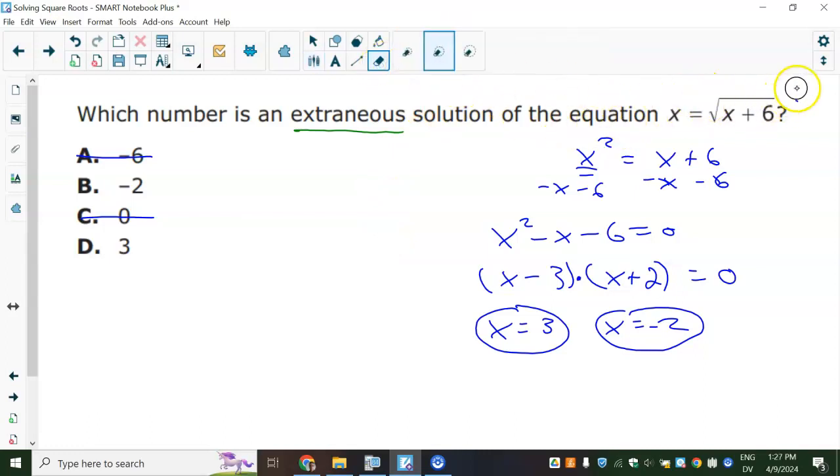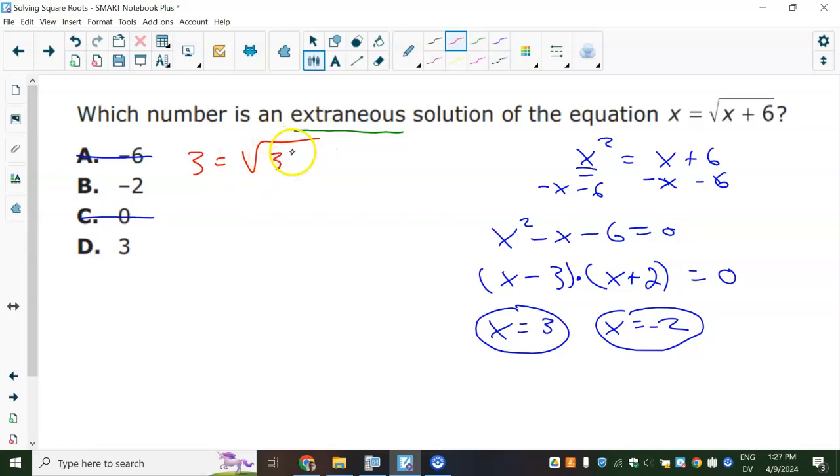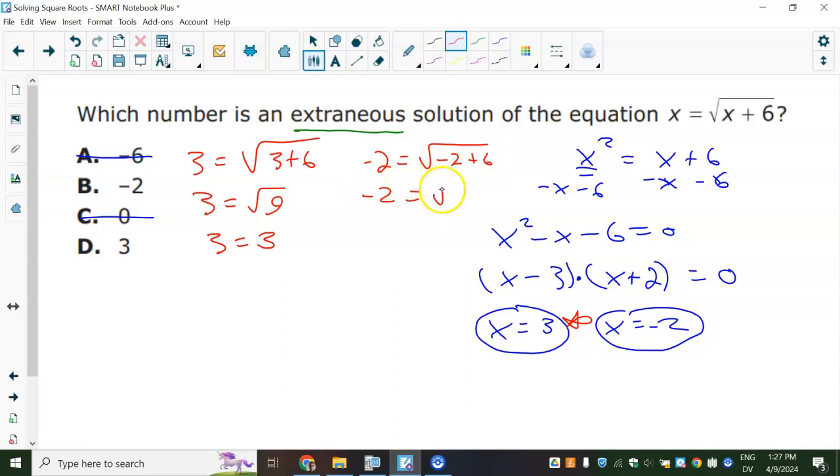All right, so let's go and try one at a time. So let's try the 3 first. So we get 3 equals square root of 3 plus 6. So 3 is equal to square root of 9 if we do the positive root. So this one's okay, it's not extraneous. And then I'm guessing negative 2 will fail here. So if we do negative 2 and then negative 2 plus 6 in the root, so you get negative 2 and then square root of 4. And since it's the positive root again, it doesn't work out, so this one fails. So we would say, which is the extraneous? The extraneous solution is negative 2.